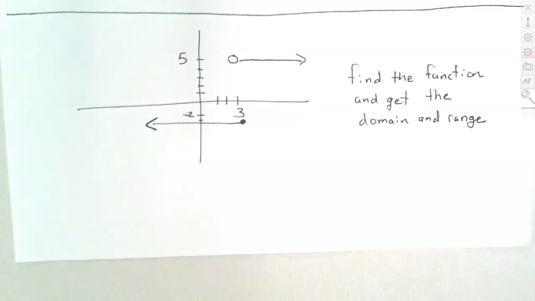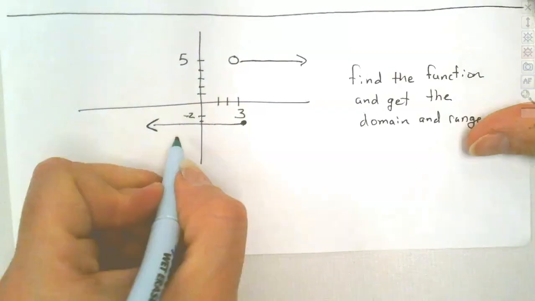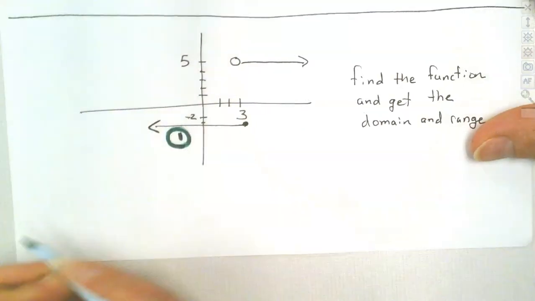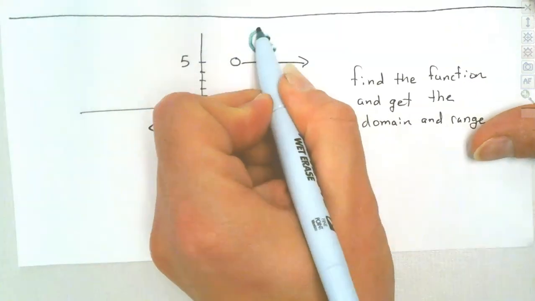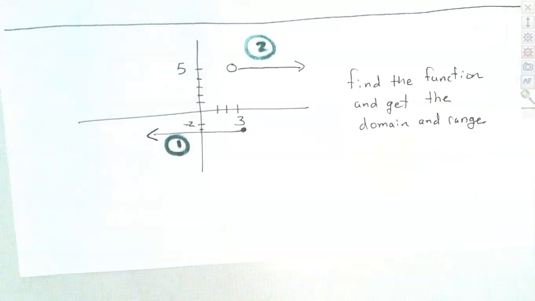Okay. Now, the one on the left is your first one. So this is going to be row 1. We always write the left first. We read from left to right. And this will be the second one. So that's the way we read them. Now we need to come up with our function.